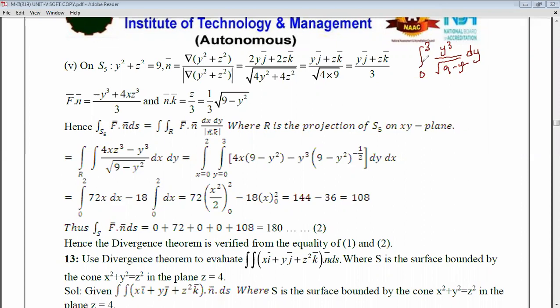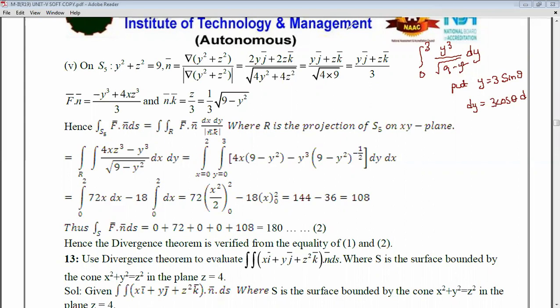So here it is, first one. Put y is equal to 3 sine theta. This type of one we already got in one problem, but there we applied the xz plane. So here put y is equal to 3 sine theta. Okay, and then differentiating on both sides, dy is equal to 3 cos theta d theta.